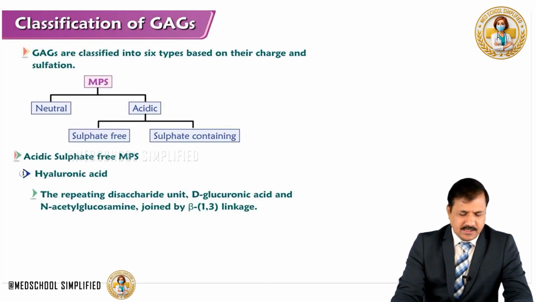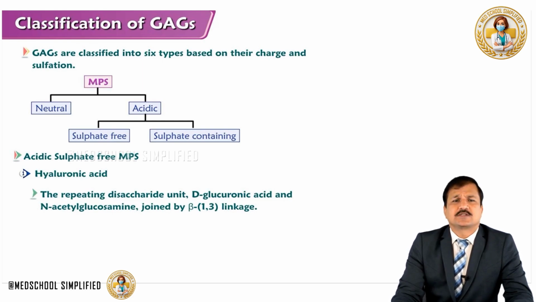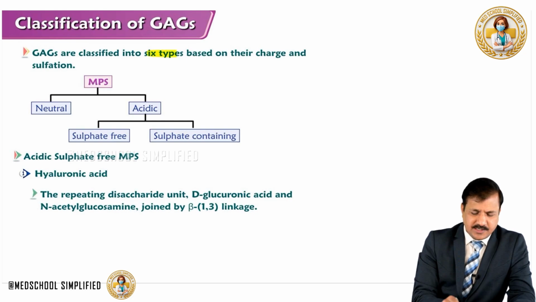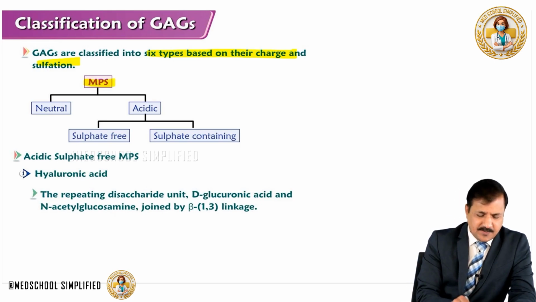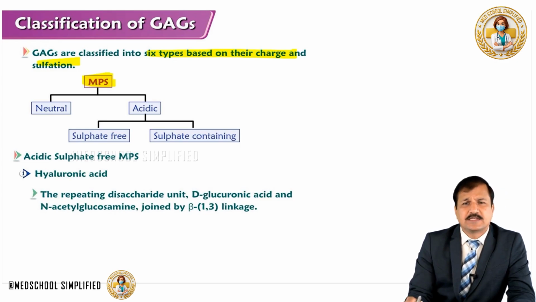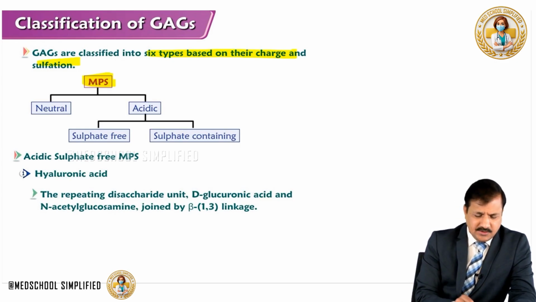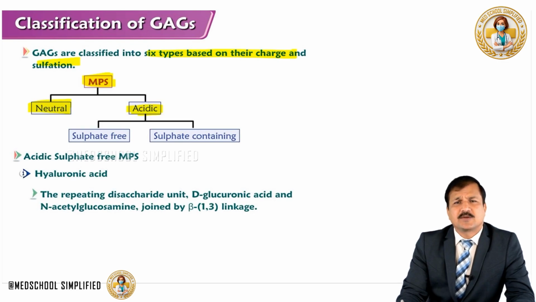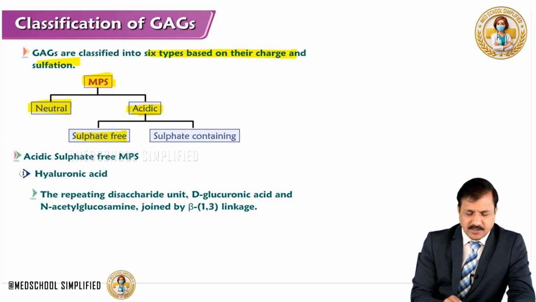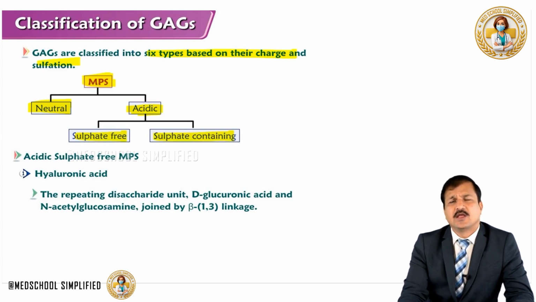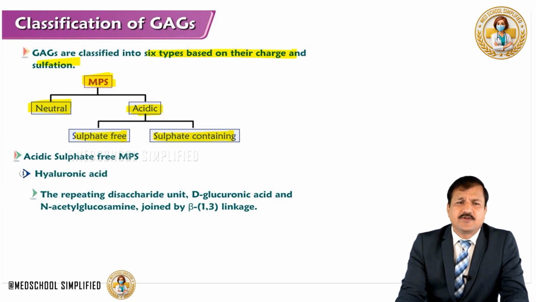Now let's move on to see classification of glycosaminoglycans. They are classified into 6 types based on their charge and sulfation. Glycosaminoglycans are also referred to as mucopolysaccharides. That's why it is written as MPS here. MPS means mucopolysaccharide. Now there are neutral mucopolysaccharides and acidic mucopolysaccharides. Among the acidic mucopolysaccharides, meaning acidic glycosaminoglycans, there are sulfate-free and sulfate-containing glycosaminoglycans. The majority of glycosaminoglycans are sulfate-containing except hyaluronic acid, which is sulfate-free.